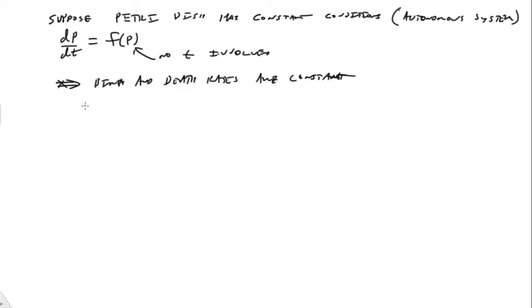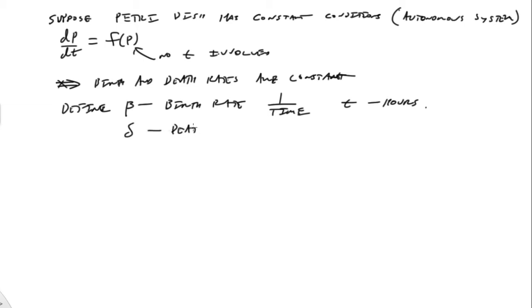So we're actually going to now define beta to be our birth rate, and we're going to use units of 1 over time. So you can pick your favorite units. We picked the units that are appropriate for our problem. You know, we could pick t to be hours in this case, for example. T is in hours. All right, and then also delta will be our death rate. And that's also going to be units 1 over time.